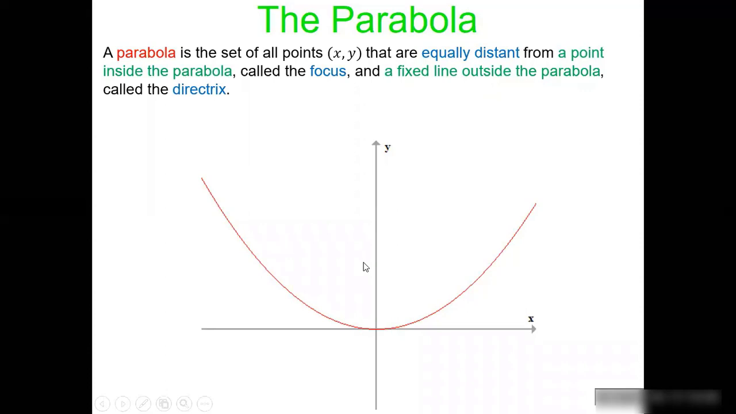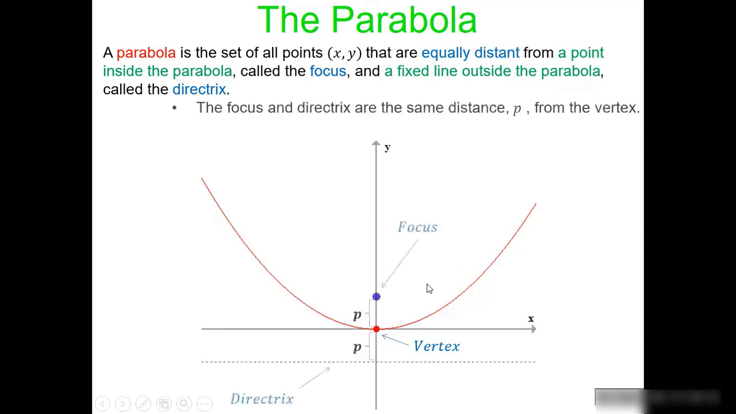Now here we have a parabola, and we can remember that this is actually the curve that was formed by a quadratic function. But we're going to see things from a different perspective now, where a parabola is the set of all points that are equally distant from a point inside the parabola, referred to as the focus, as it is from a fixed line outside of the parabola, which we refer to as the directrix.